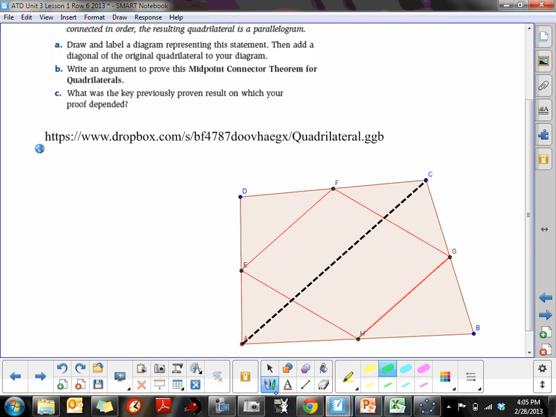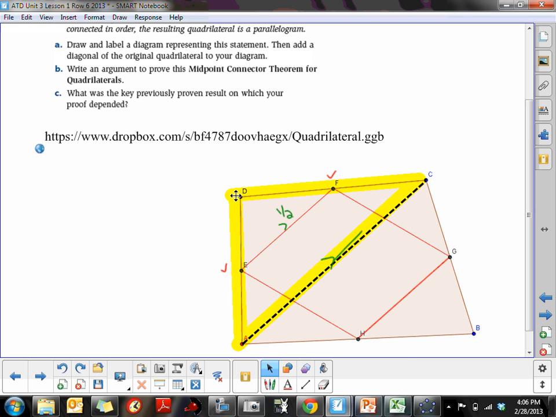focus on. Earlier in this chapter, we looked at a different theorem that had a similar ring to it. If we were to connect the midpoints of a triangle, now remember, E was the midpoint of this segment, F was the midpoint of that segment. If we were to connect the midpoints of the two sides of a triangle, then this opposite side was always going to be parallel to this side, and it was always going to be equal to half of the length of the red line. So this one is half the length of this segment here.